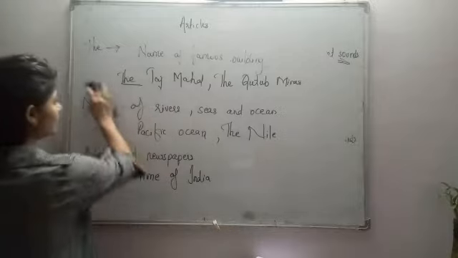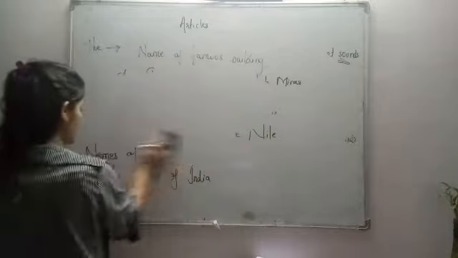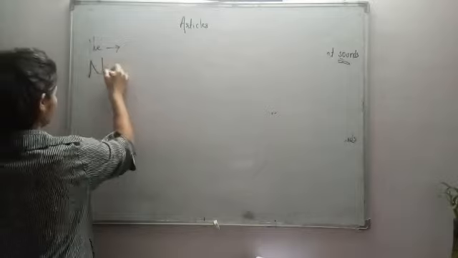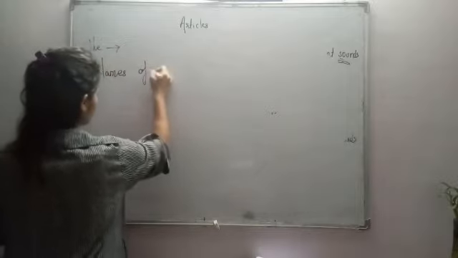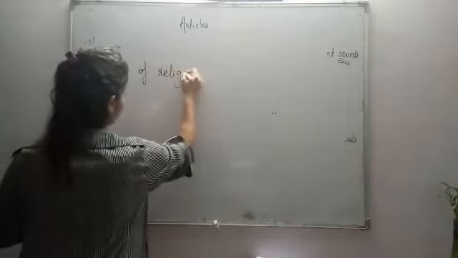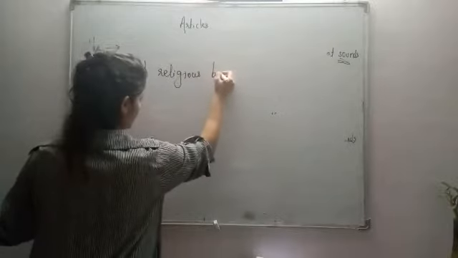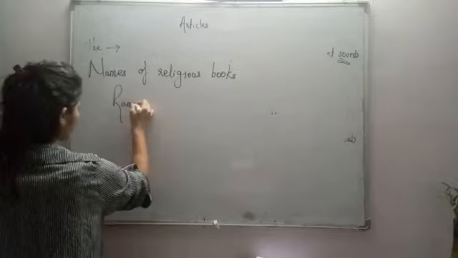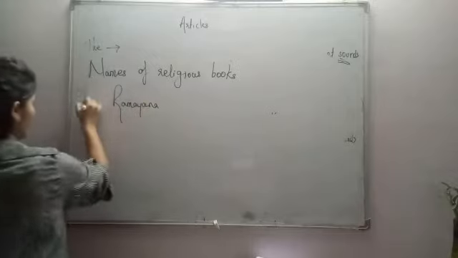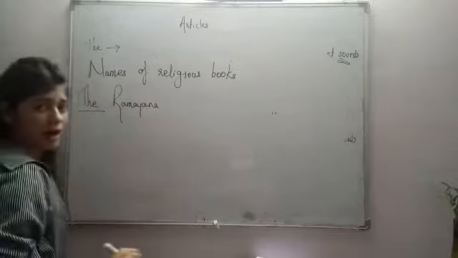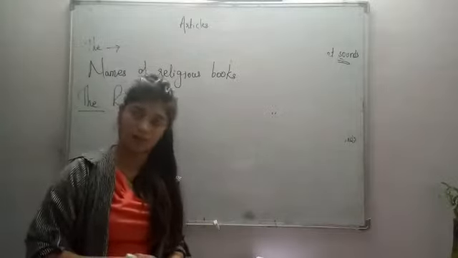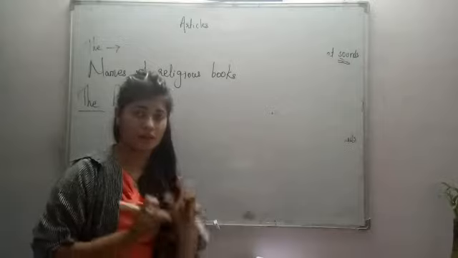Now, article the can also be used in front of the names of religious books. For example, if I have to say Ramayana, so what will I use here? The Ramayana, the Mahabharata, the Bible, the Quran, etc. Okay. So these are few uses of article the.